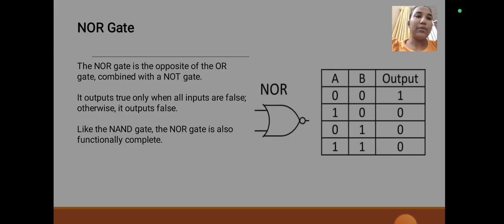If inputs are A and B, if A is equal to 0 and B is equal to 0, the output is 1, the negation of the OR gate. If A is equal to 1 and B is equal to 0, the output is 0. If A is equal to 0, B is equal to 1, the output is 0. If A is equal to 1, B is equal to 1, the output is 0.